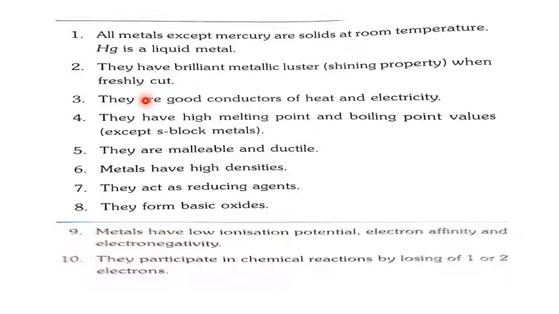Next one, they are good conductors of heat and electricity. Metals are good conductors of heat and electricity. Suppose if we heat the metal, that metal's temperature will increase.